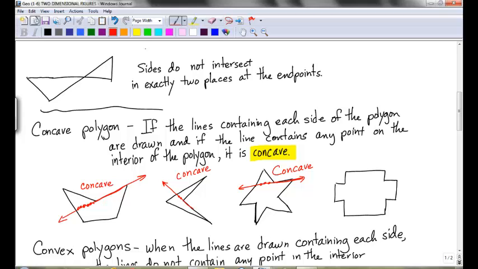Okay? Same thing here, I drew that shape first. If I can draw a line containing that, and if it contains any points in the interior, it's considered concave. Same thing here, like I could draw this from here to here. That's concave. Those are all concave examples.